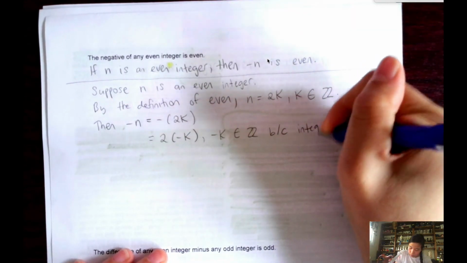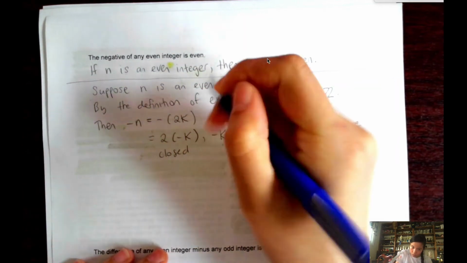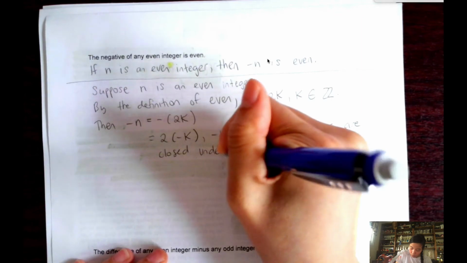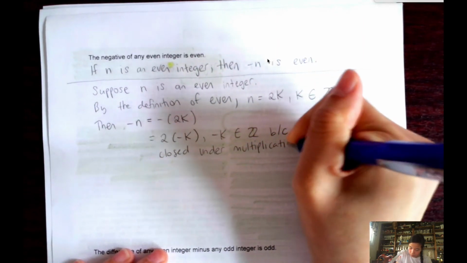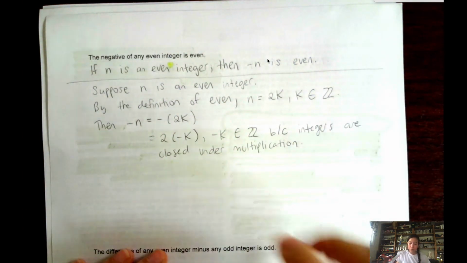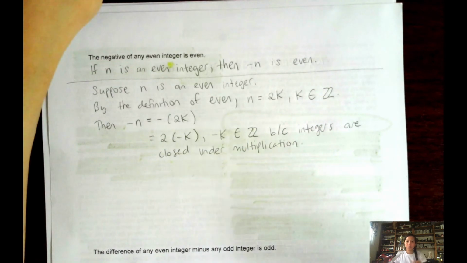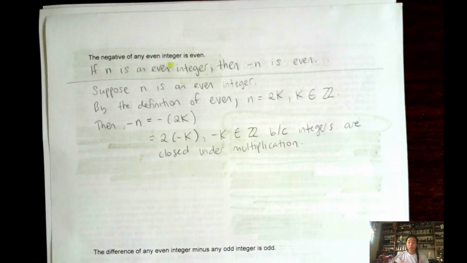integers are closed under multiplication. Meaning, when we multiply integers together, its product is an integer. When we say closed under subtraction, that means when we subtract integers together, the difference is an integer. When we add integers together, the sum is an integer.